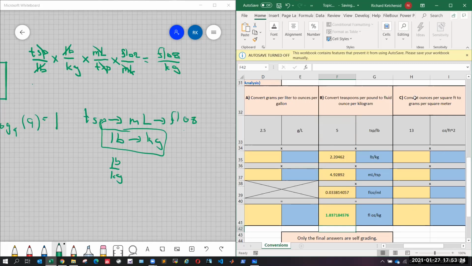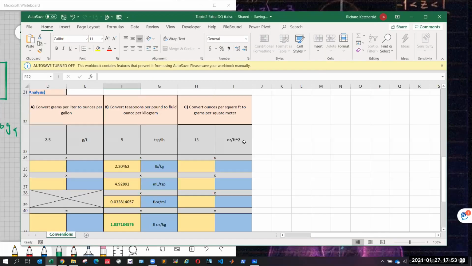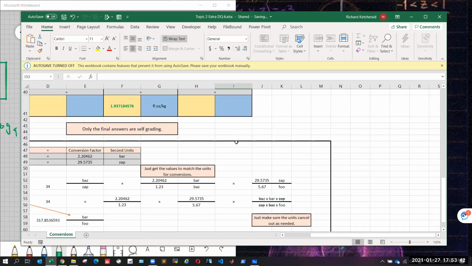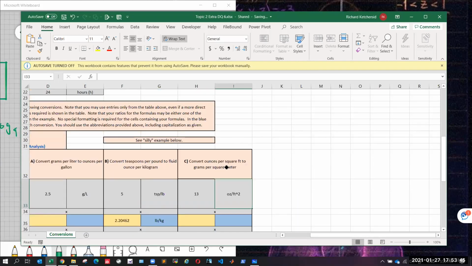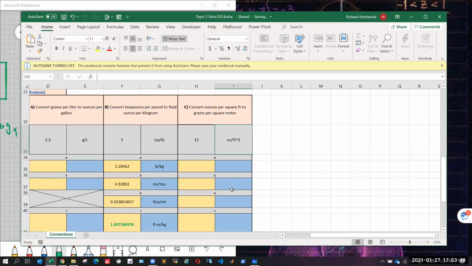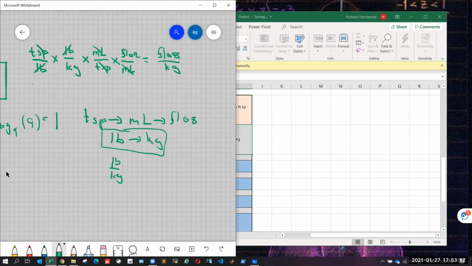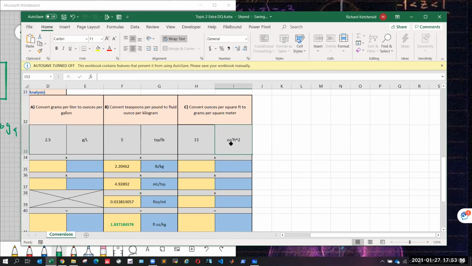So you can do all the rest the same. Let me make one comment on this one over here. One comment on this one is we start with feet squared, and we want to get to square meters, right? So we start with square feet, but we want to get to square meters. Let me do the obvious thing and show you what the problem is in terms of our table.